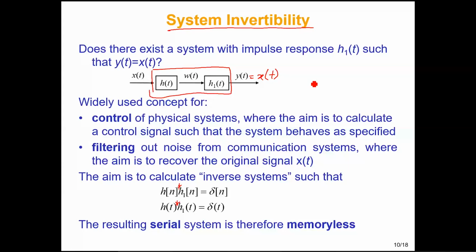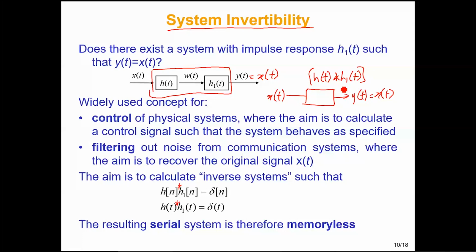This will be the equivalent system, a single equivalent system. And the effect of this single equivalent system would be that your input will give you an output which is going to be the same as your input. So what does that mean? What should this be equal to?